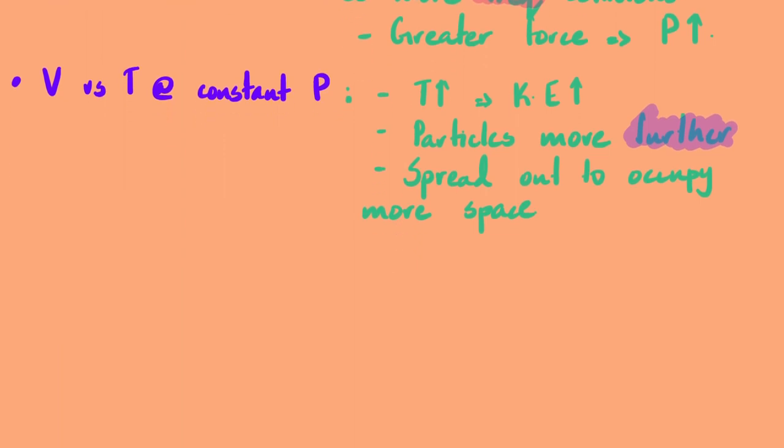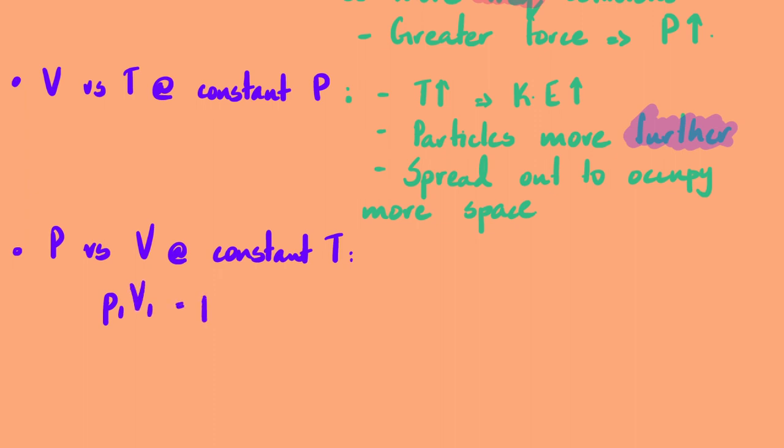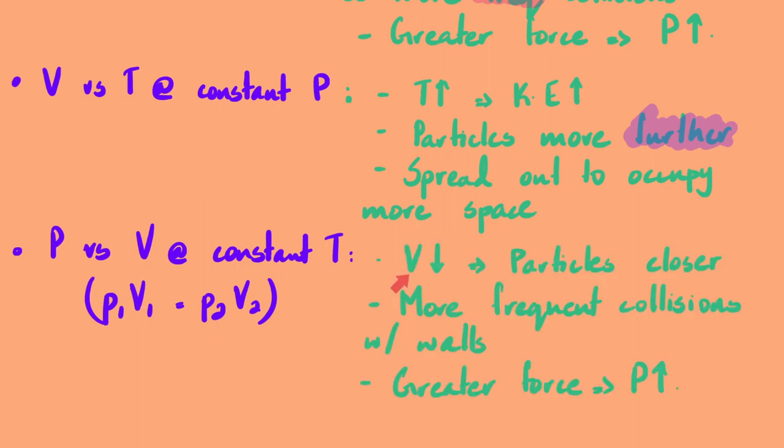Third relationship is PV, for which you also have the equation. So P, pressure versus volume at constant temperature, just shown by this equation as well. For this one, we start with the idea that if the volume is decreasing, the particles move closer together, and that leads to more frequent collisions with the walls, and again, exactly as what we discussed here, a greater force leading to the pressure going up.